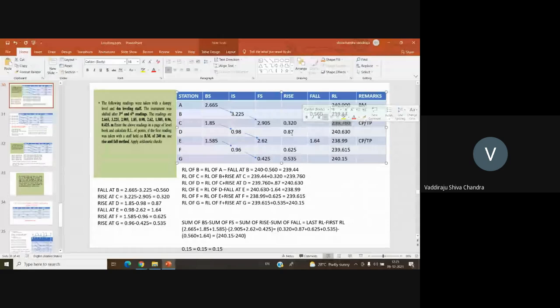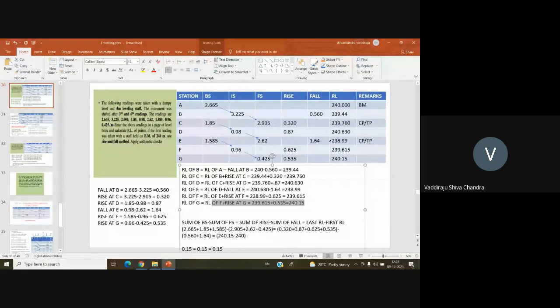From C to D, what is happening? The ground is rising. So RL of D is equal to RL of C plus rise at D. You'll be getting this value. From D to E, what is happening? The ground is falling. So RL of E is equal to RL of D minus fall at E. 240.630 minus 1.630, 634. You'll be getting this RL. From E to F, the ground is rising. So add the corresponding rise. From F to G, the ground is rising. RL of F plus rise at G.